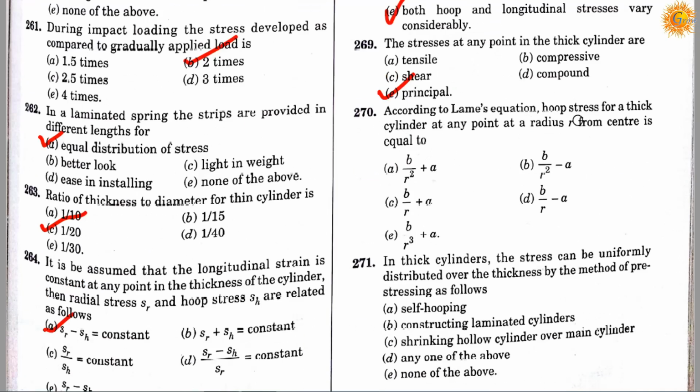According to Lame's equation, hoop stress for a thick cylinder at any point at a radius r from center is equal to: option A, B upon r square plus A; option B, B upon r square minus A; option C, B upon r plus A; option D, B upon r minus A; option E, B upon r cube plus A. Correct answer is A, it will be B upon r square plus A.